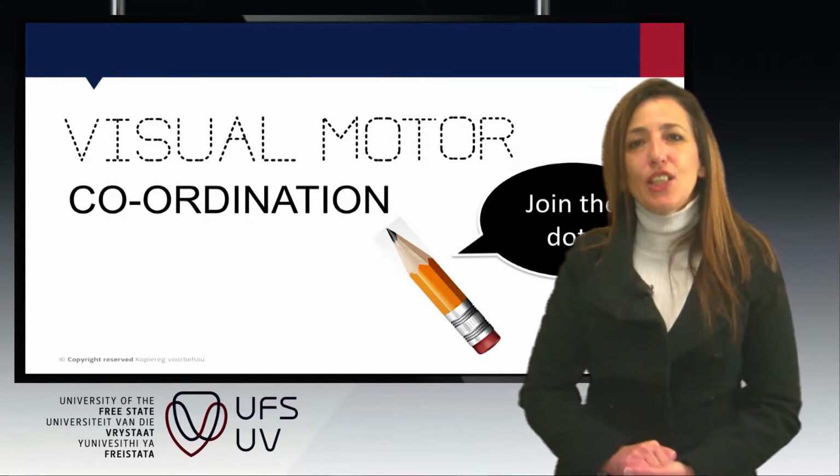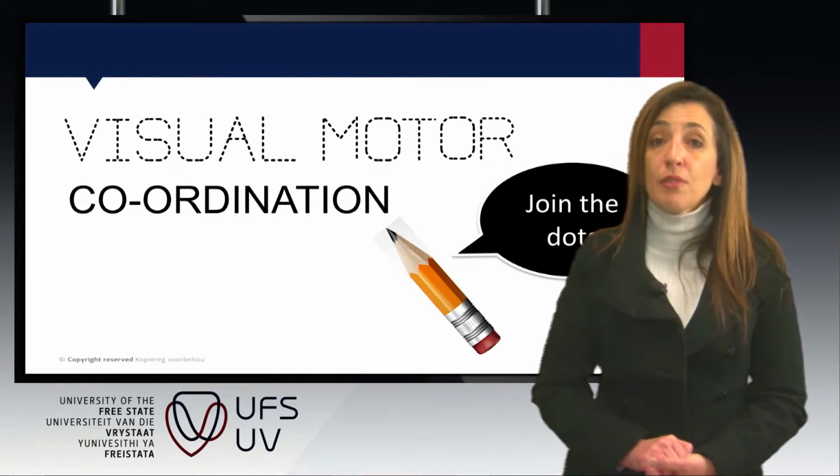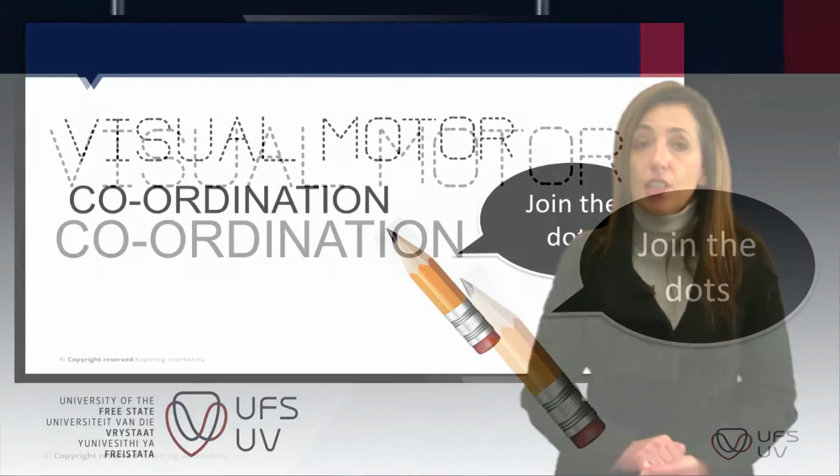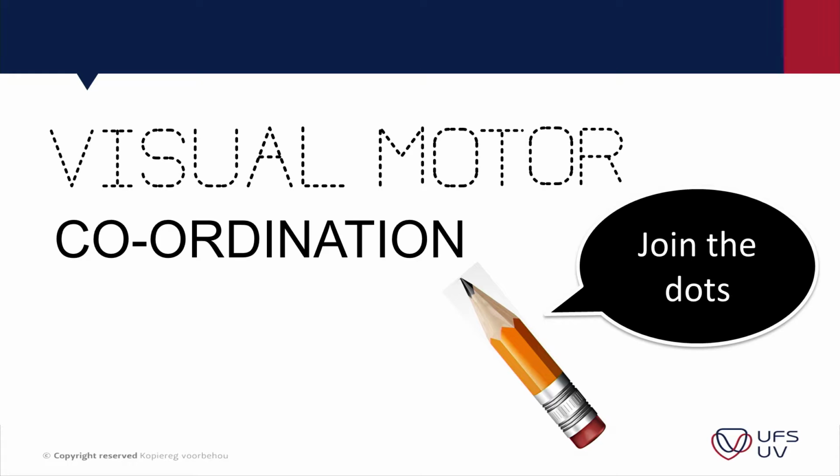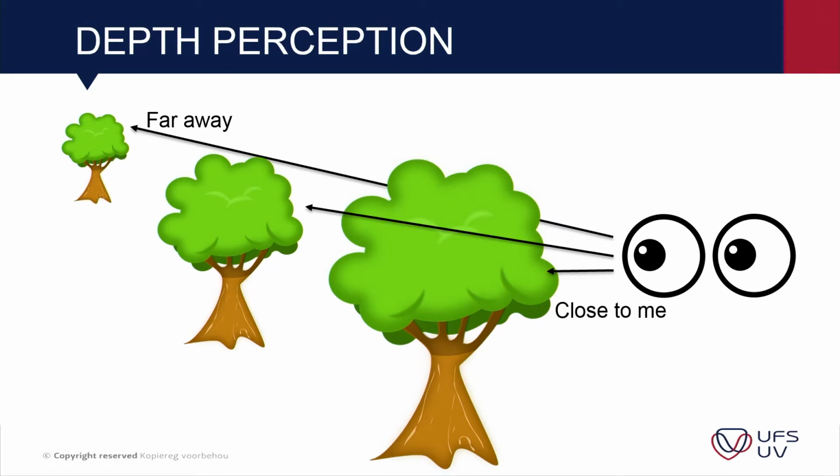Visual motor coordination is the ability to control hand movement guided by vision. Depth perception is being able to see the world in 3 dimensions, or 3D, and being able to judge the distance of an object. You will find this list of skills in your reading section.